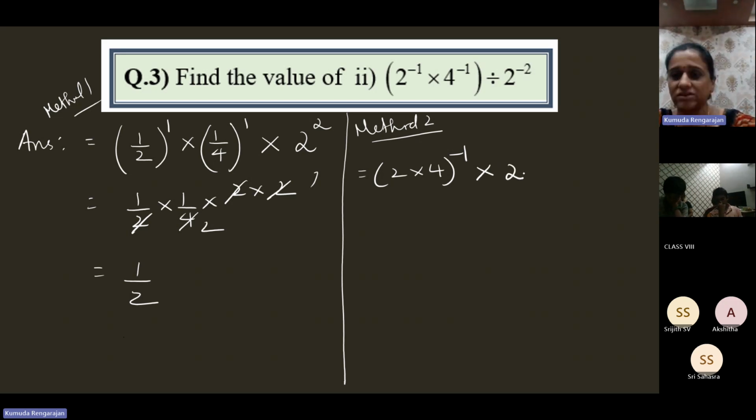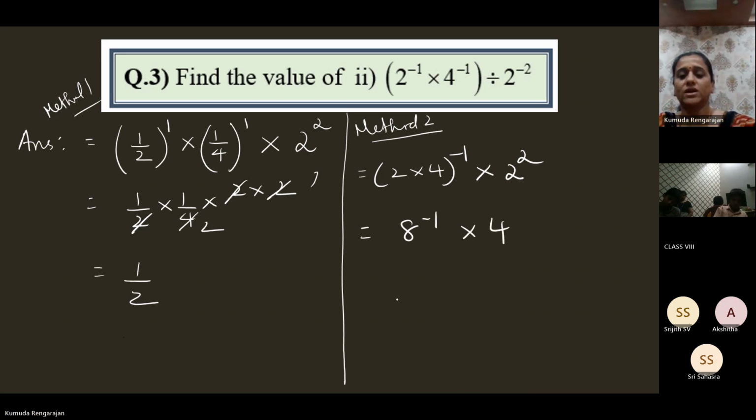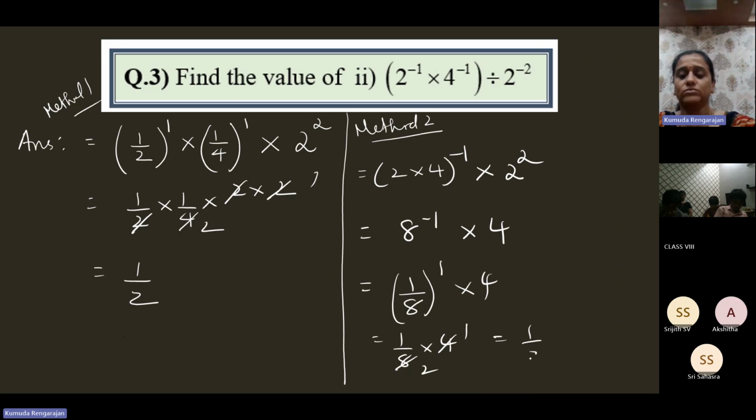So write this as it is. I told you this already, so I'm not repeating the explanation, this one. So now it is 8 to the power minus 1 into 4. So 8 to the power minus 1. The equivalent of this is reciprocal of the base, negative of the power, into 4. 1 by 8 into 4. 4 ones are 4, 4 twos are 8, so it is 1 by 2.